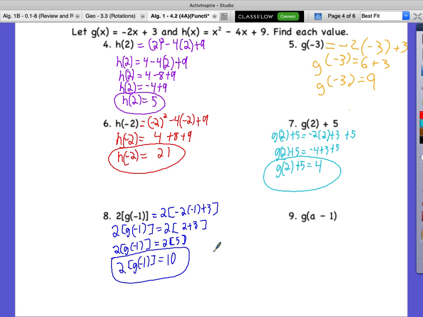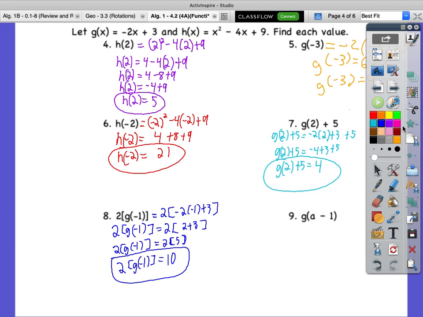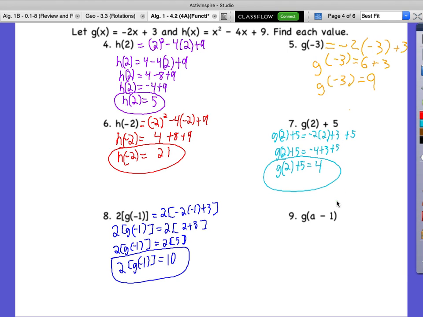Okay. Number 9. This is a bit of a stretching one too. This is one designed to stretch us a little bit. g of a minus 1. Anyone want to tell me how we might put this one in? What are you thinking? It's like number 3. Yeah, we had 3a. So what do you mean by that? What would I write?